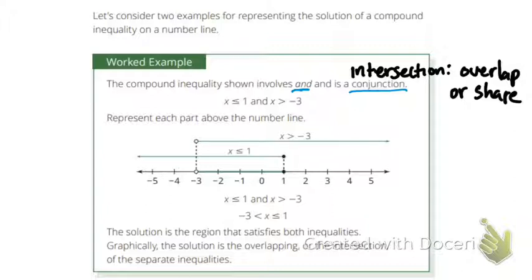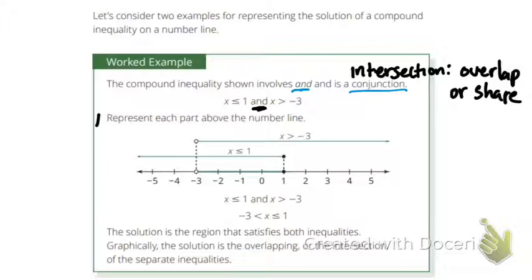Okay? So if we have these 2 inequalities, x is less than or equal to 1 and x is greater than -3. Notice the word and, right? It's intersection. Notice the word and. If we have those two inequalities, let's go ahead and actually graph them. Now, I'm not going to graph them directly on a number line. I'm going to graph them separately above the number line. So represent each part above the number line, right?